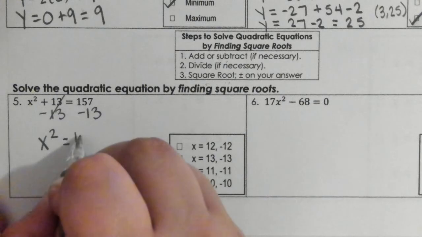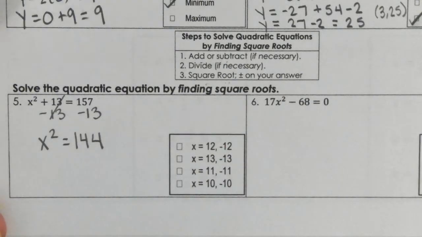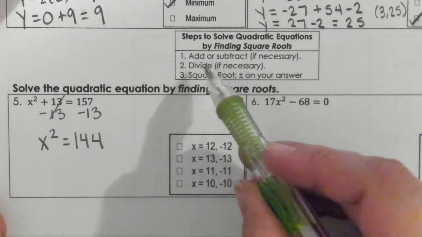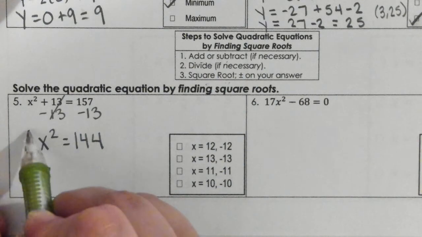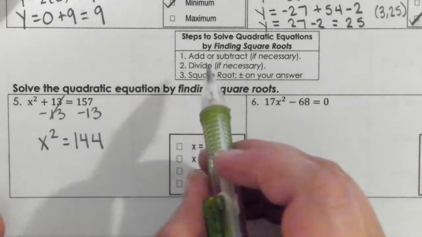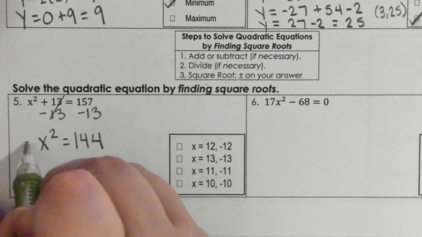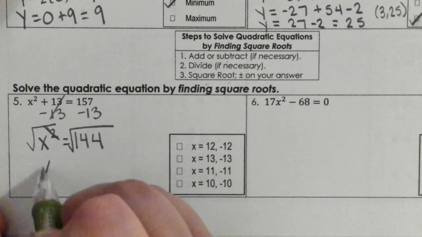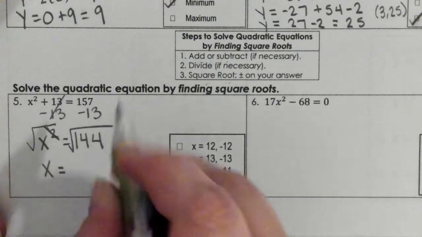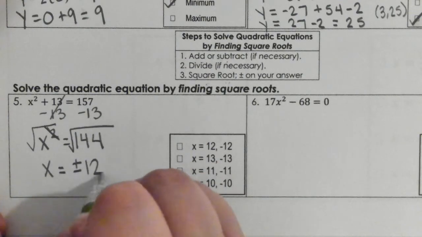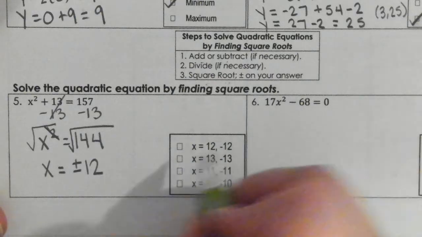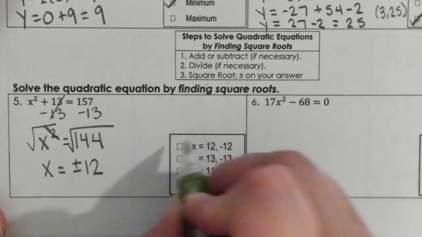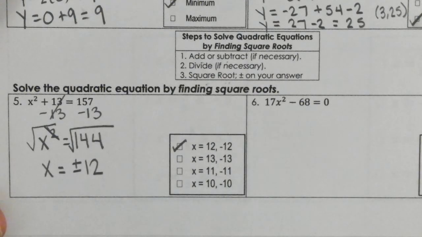And this would give me 144. Then it says divide. Well, there's only a 1 in front of this, so I really can't divide. And then lastly, take the square root. So that cancels that out, and you have x equals. And the square root of 144 is plus or minus 12. Well, that means that your answer would be 12 and -12. So we can check that.